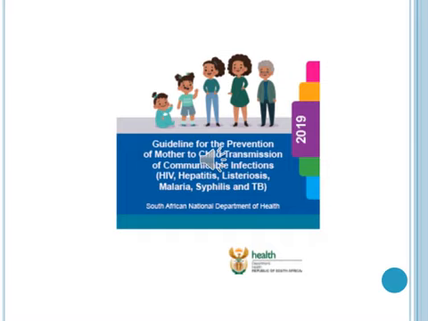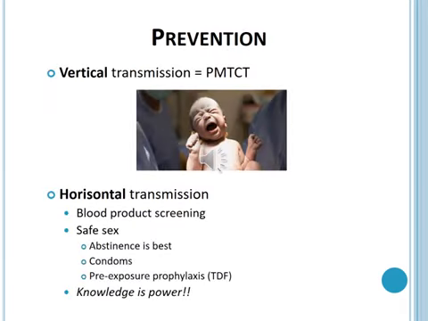So if we look at the different routes of transmission, a child can either become infected via vertical transmission from the mom, and to prevent that, we've got the PMTCT program. But it's important to remember that children can also become infected through horizontal transmission.